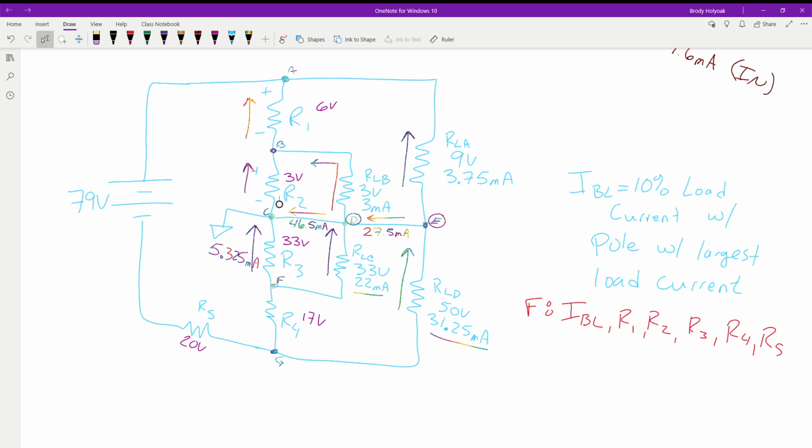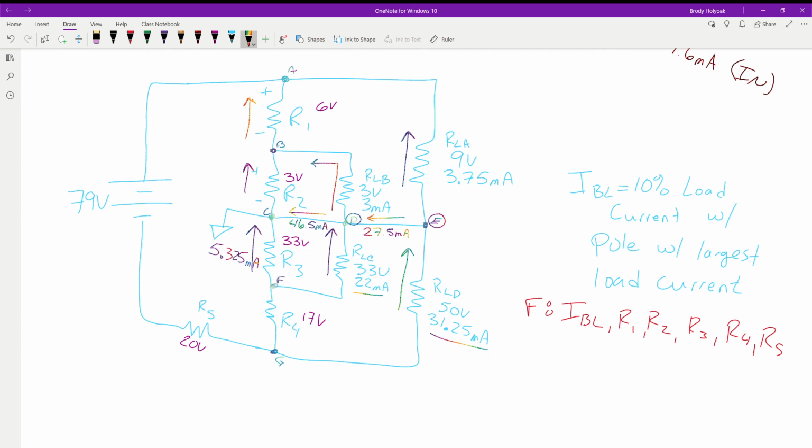For the 46.5? Okay, so we have the 22 coming into node D from load C. We have 27.5 coming in from node E. We have 3 milliamps that's leaving. So if we combine all those together, we end up with the 46.5 milliamps, or the 49.5, sorry, that's going into the node. Everything that's going into a node and everything that's going out of a node. So we have 46.5 leaving that node.